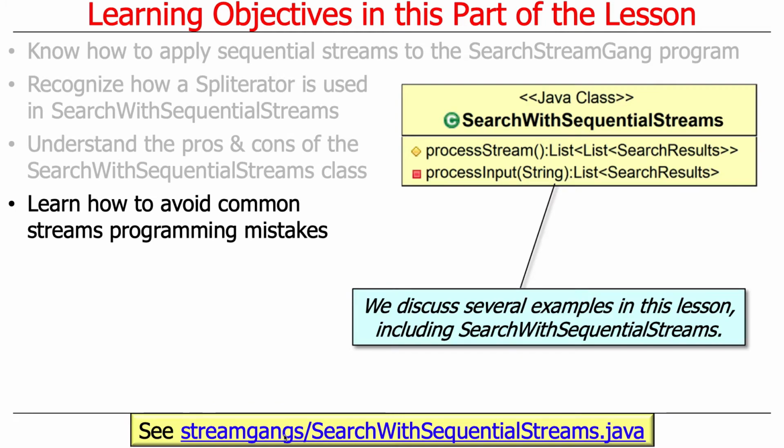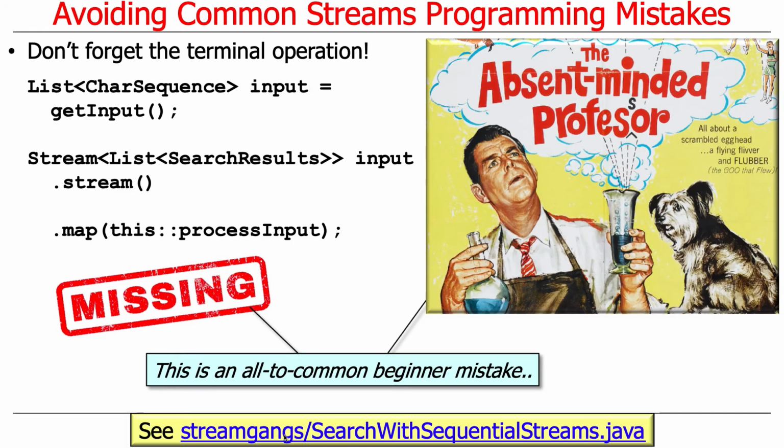OK, so let's take a look at some mistakes. One mistake: don't forget to put the terminal operation at the end of your stream. So for example, here's a little snippet of code that's similar to our search with sequential streams examples we've looked at. We're going to get ourselves a list of character sequences. We're going to take that list of character sequences, turn it into a stream, and call map. But oh, we forgot to call collect.